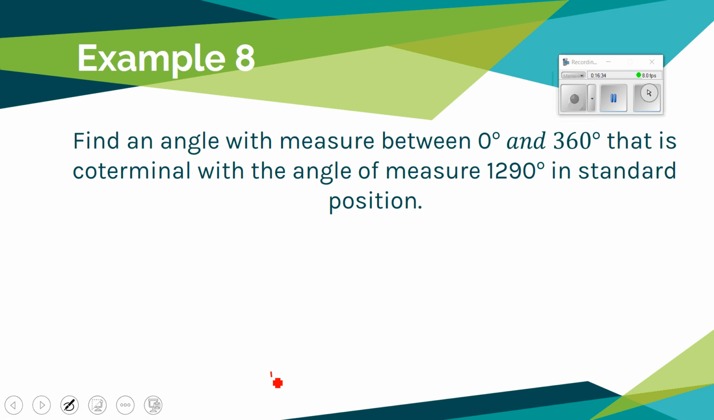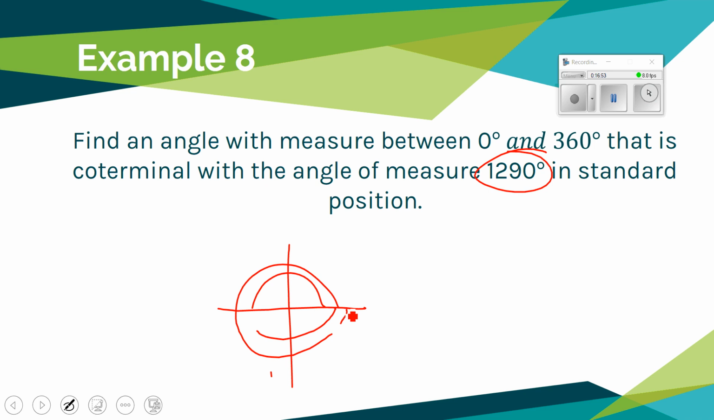So can anyone tell me, how would I figure out where 1290 is? If you were going to draw this one, you'd have to start going round and round. So this would be how much? 1080. And then how much more would you need to go to get to 1290? If I went all the way around again, I'd be at 1440. That's too much.